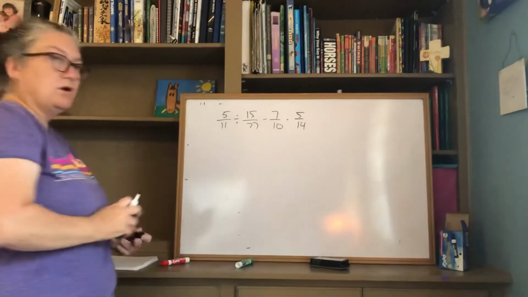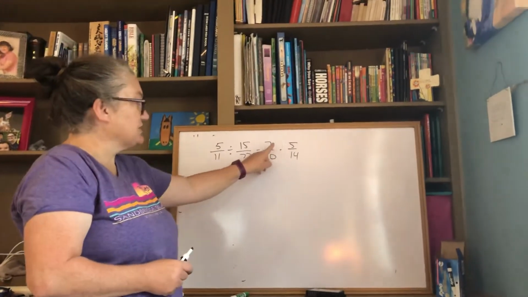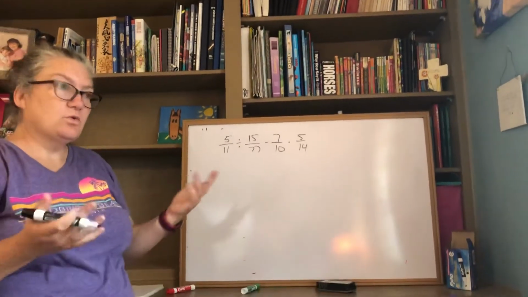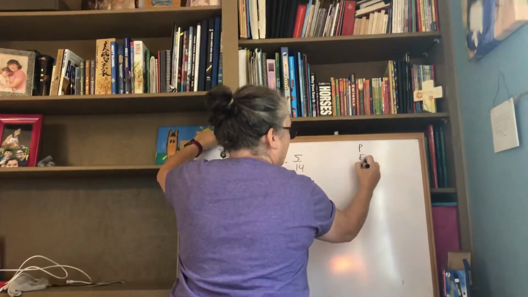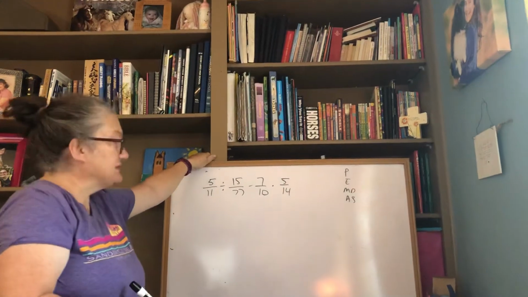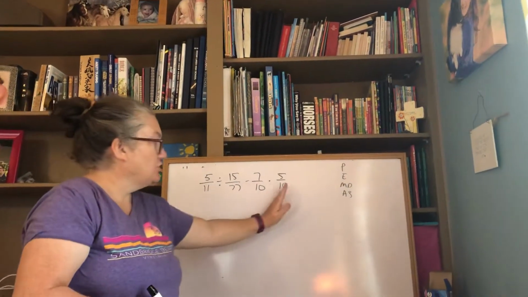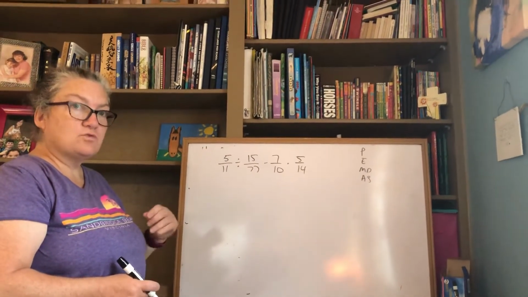Okay, so we have an order of operations problem, and the reason I know it's order of operations is because I have a division, I have a subtraction, and I have a multiplication. So let's write down just a quick reminder of what we have here, which is please excuse my dear Aunt Sally. That tells us to look for any parentheses. Do I have any parentheses? No. Do I have any exponents? No. Do I have any multiplication or division? Remember we do those in order left to right in the problem.